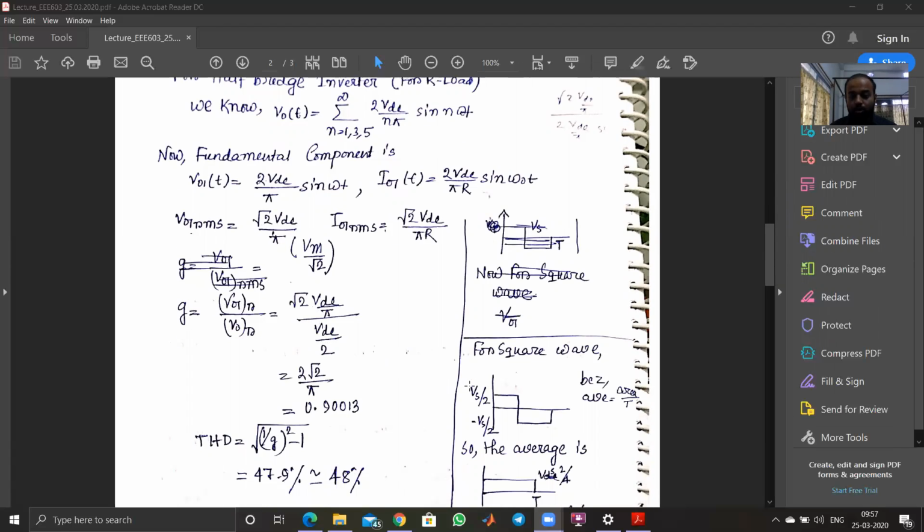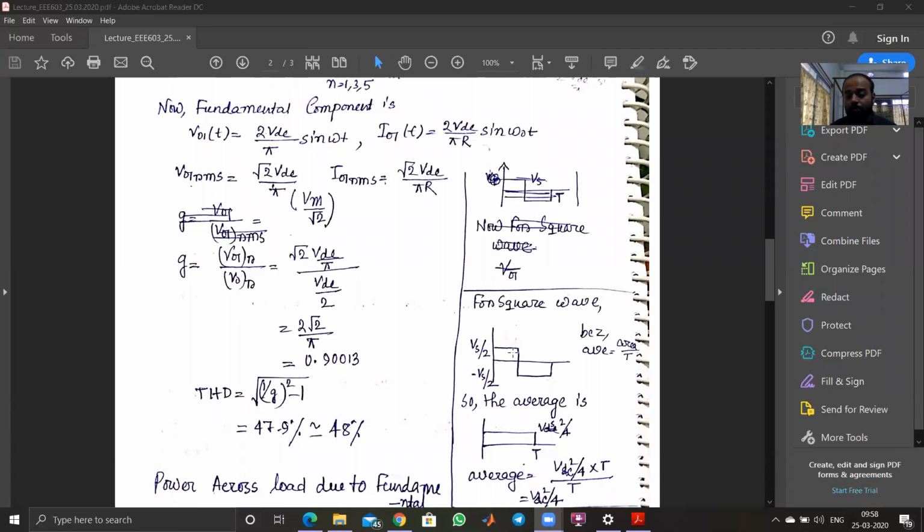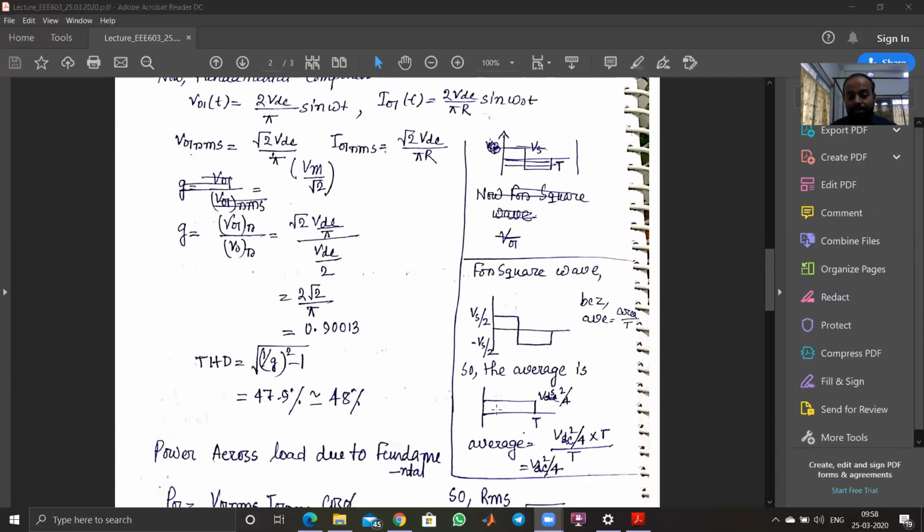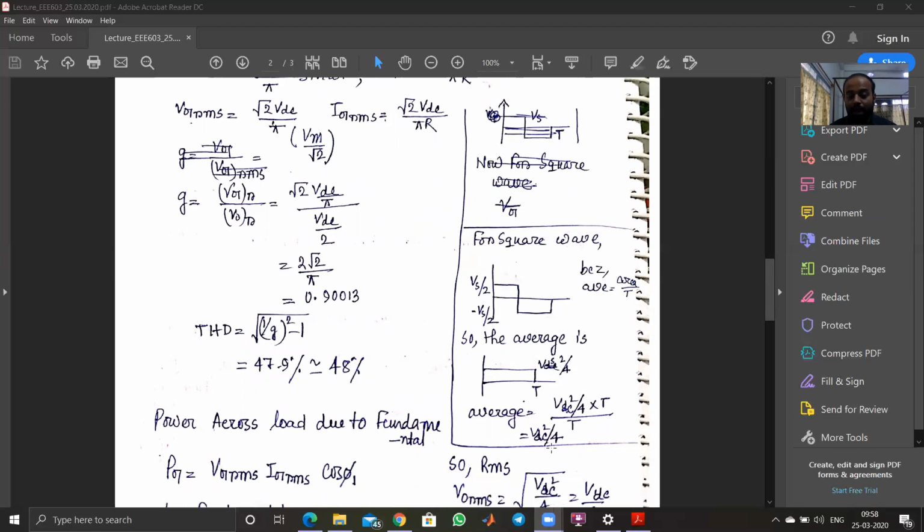Now how does this come? For a square wave, to find the RMS value, we first have to find the average. Average can be written as area by T. If we square this waveform, it becomes V square by 4. So this area is equal to V square by 4 into T by T. So the average will be VDC square by 4.